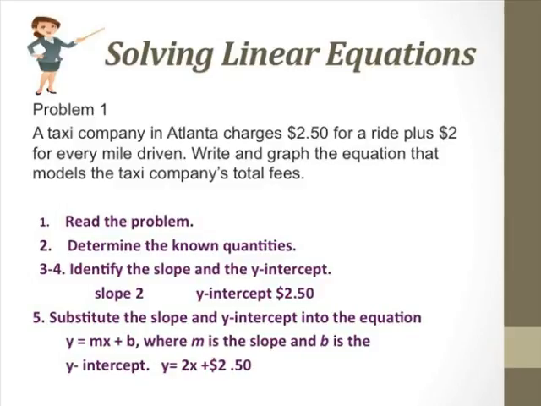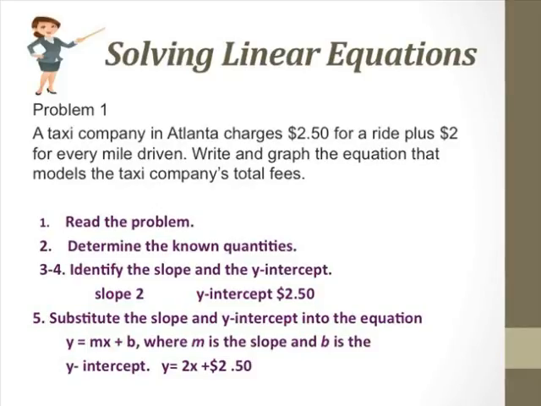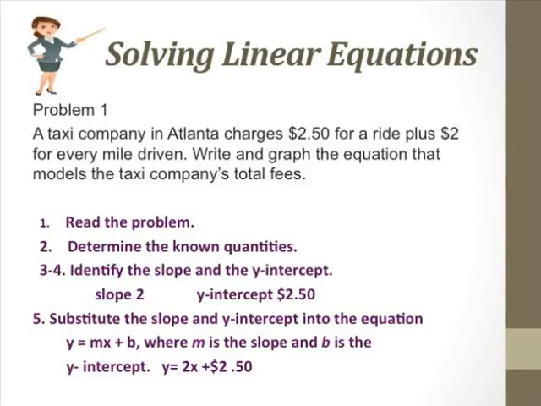Remember, number 1 is to read the problem. Number 2 is to determine the known quantities. Numbers 3 and 4 are to identify the slope and y-intercept. In this case, the slope is 2 and the y-intercept is $2.50.